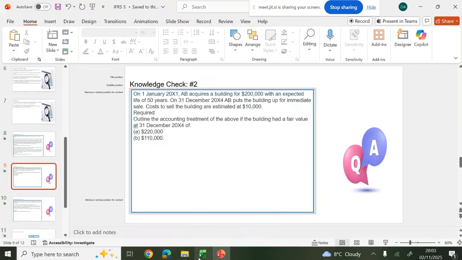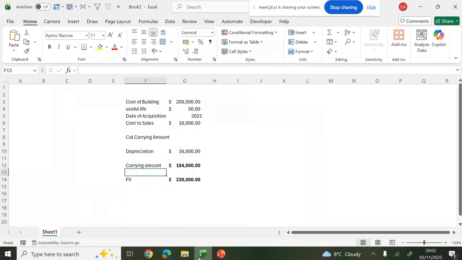So which cost are we going to recognize? Are we going to recognize fair value or carrying amount? Carrying amount, because the carrying amount is lower, right? Yes, it's lower. Yeah. But eventually, let's leave it like that.